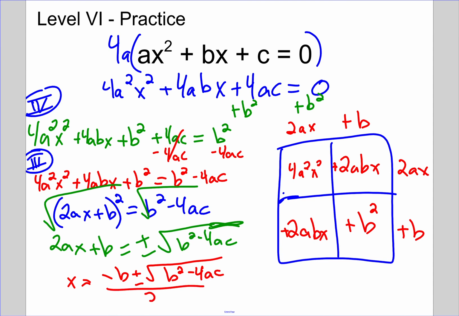And so we end up with negative b plus or minus the square root of b squared minus 4ac, all over 2a. And again, all you need to be able to do to figure out this formula, if you needed to, is take that standard form and multiply it by 4a, go through the process of completing that square, and there you go. Level 6, quadratic formula.